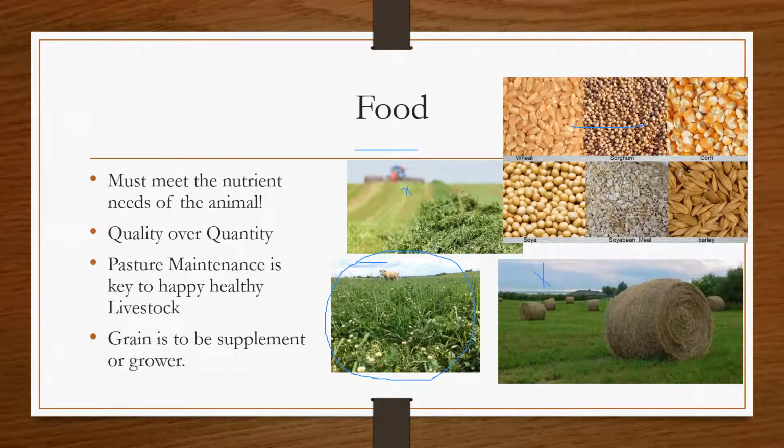A lot of livestock are created to live off the land. So we use grain as more of a supplement to enhance those natural features and to make them go faster, so they grow faster.